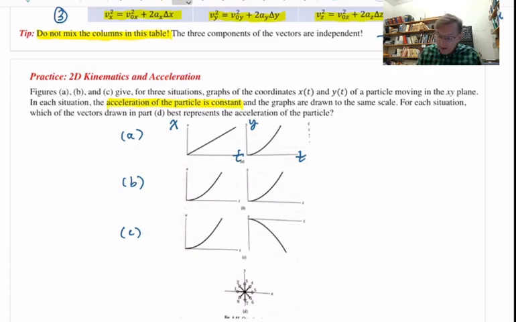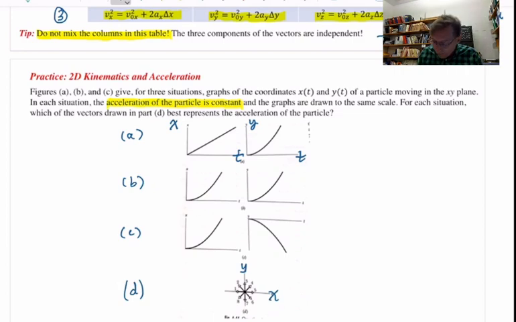What we are to do for each situation, one at a time, A, B, and C, is to decide which of the vectors shown in part D represents the acceleration vector of the particle. Now, picture D is an xy coordinate system. X and y are the axes. And then there are just 8 numbered arrows, all with their tails at the origin, and the main thing about them is the direction they point in.